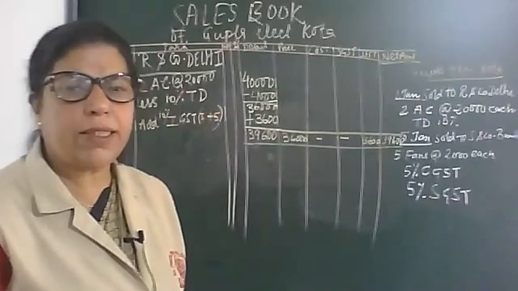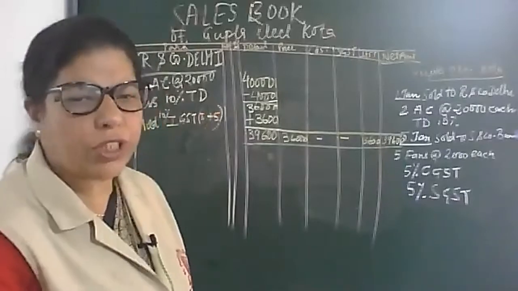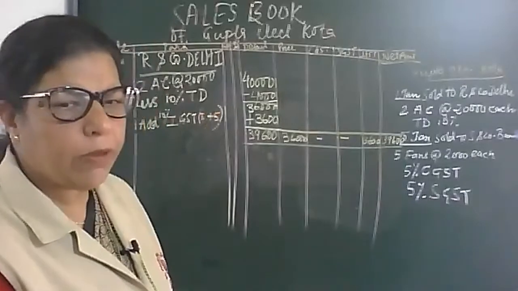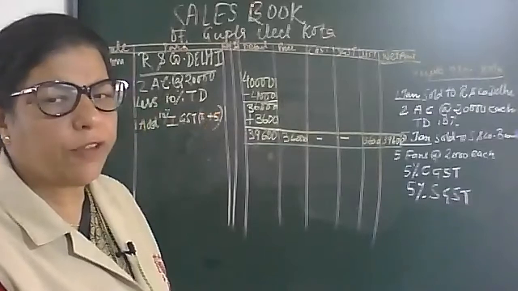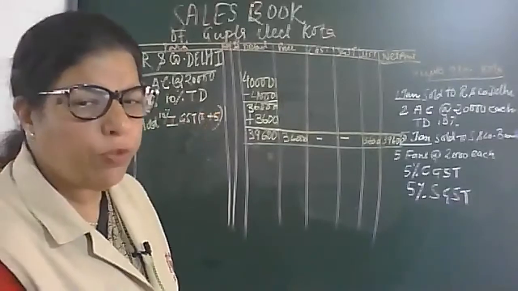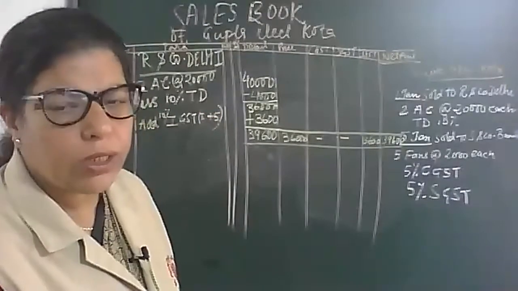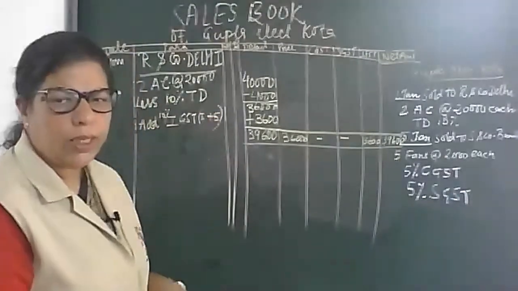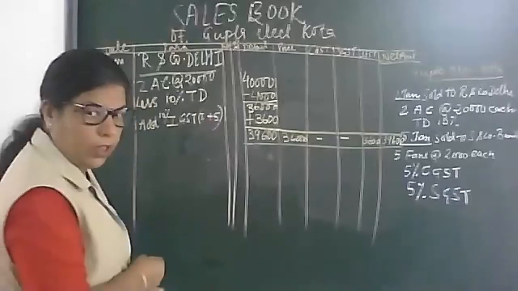IGST means integrated goods and service tax that will be applicable when the states are different, Kota and Delhi, so they impose that. Now we are moving towards the next transaction, that is 5th January.